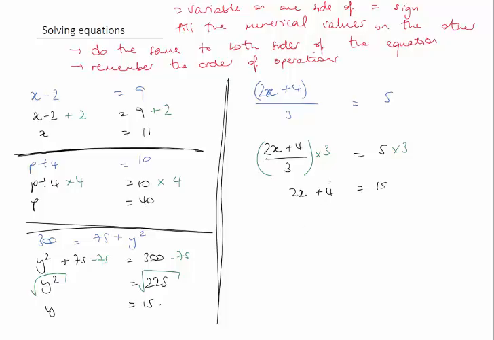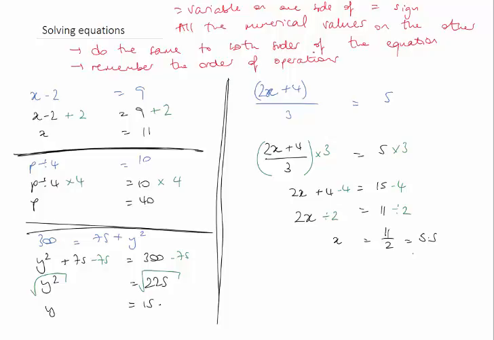Now what do we have left? We want to get rid of this plus 4, don't we? So 2x. How do I do that? By subtracting 4 from both sides. So that gives us 2x equals 11. Now I want to get rid of this times 2, so I do that by dividing by 2 on both sides, so that gives me x is equal to 11 over 2, or we could divide those and that gives us 5.5.